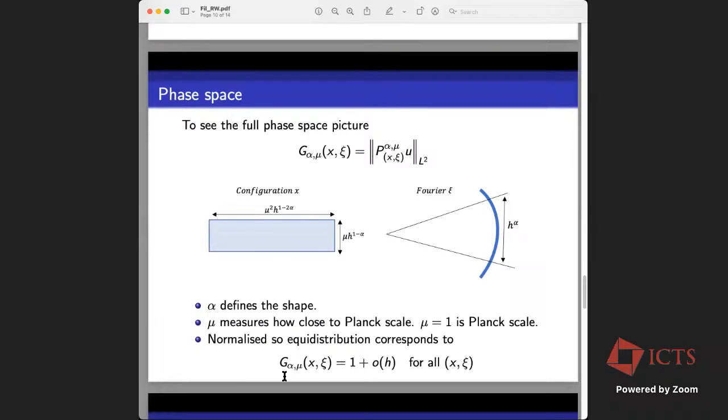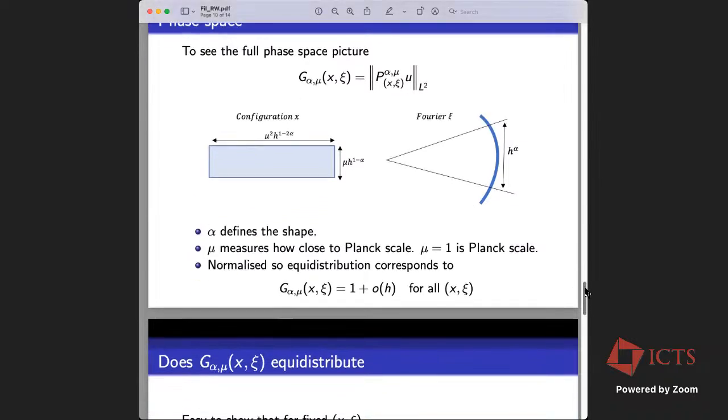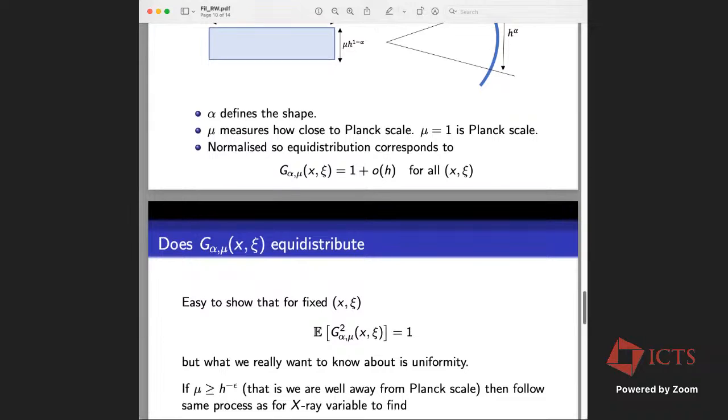And I pick a normalization so that this thing is equal to 1 if we are equidistributed. And then we ask a question, is this thing equidistributed? Is it uniform equidistributed? So if you fix xi, it is equidistributed. It's reasonably easy to show that the expectation of g squared is actually equal to 1. But you get some interesting things when instead of looking at equidistribution at a fixed point, you look at the uniform equidistribution in x and xi.